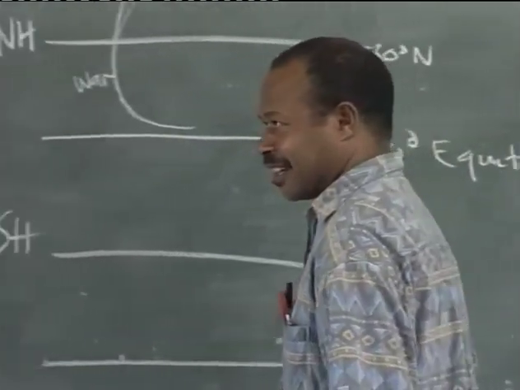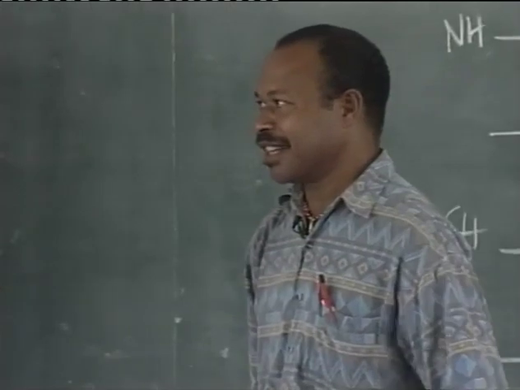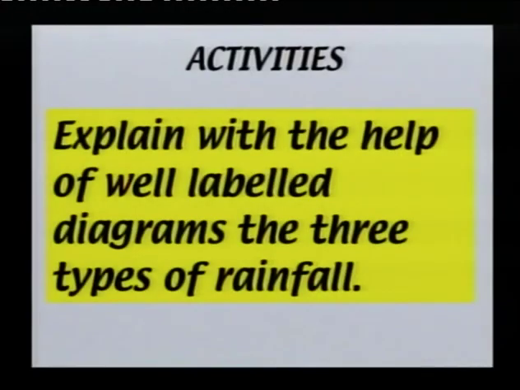Now, our activity today: explain with the help of well-labeled diagrams the three types of rainfall. You have the frontal rainfall, you have the convectional, and then you will have the orographic or topographic, you can say.